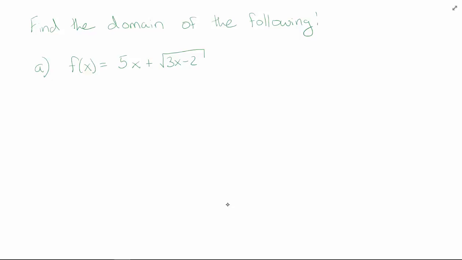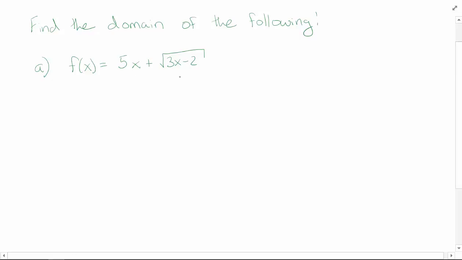Alright, I'd like to do two examples of finding the domain of two functions. The first one we want to talk about is f of x equals 5x plus the square root of 3x minus 2. So 5x is a polynomial. There's no square root in it or even roots or any division, so it's not going to cause us any problems with our domain.